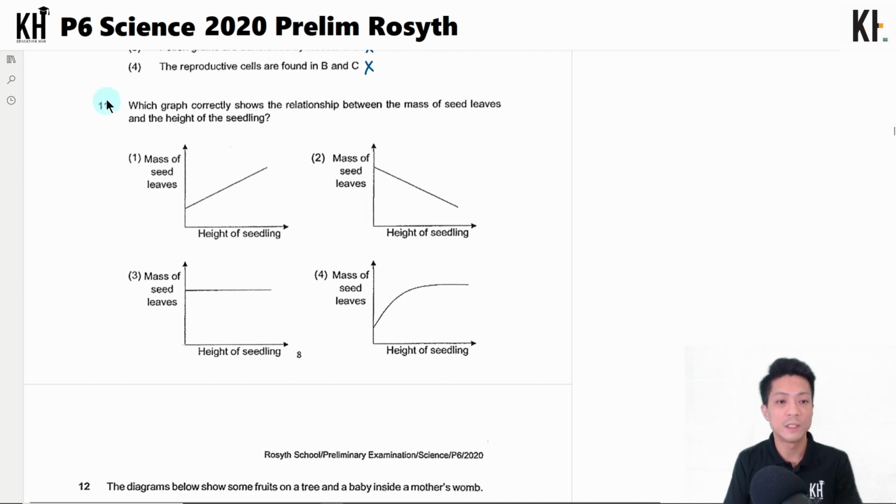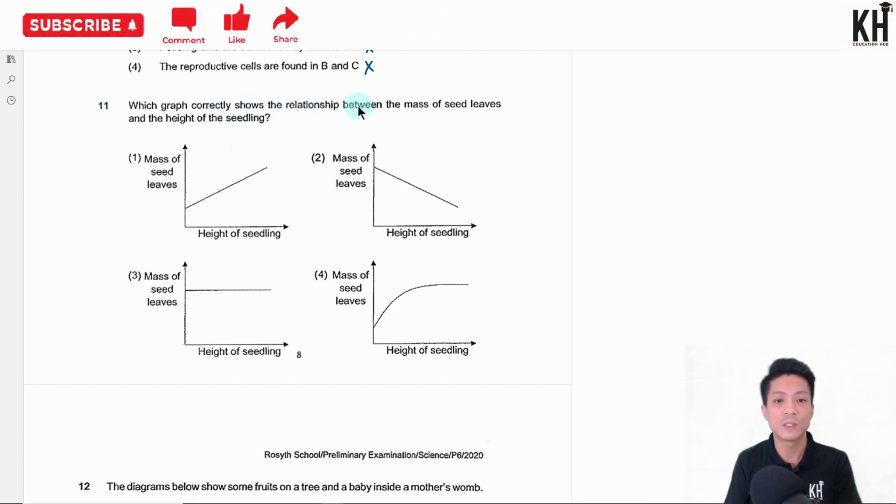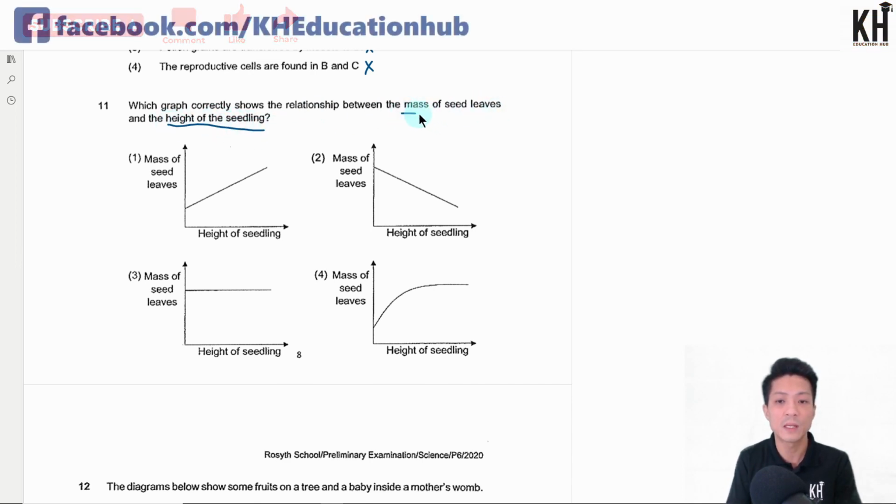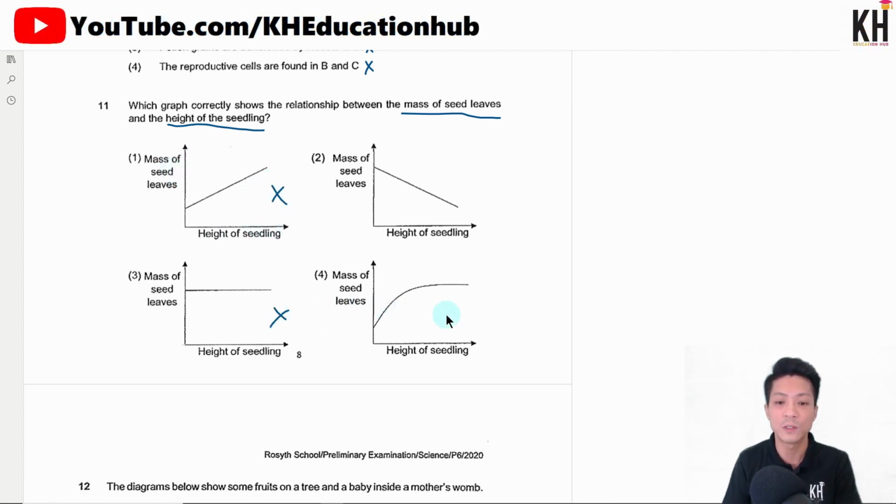Okay, question 11. Which graph correctly shows the relationship between the mass of seed leaf and the height of the seedling? Okay, height of the seedling and the mass of the seed leaf. So we know that as the height of the seedling increases, the mass of the seed leaf should decrease, right? So this doesn't show a decrease, this doesn't, only option number 2.